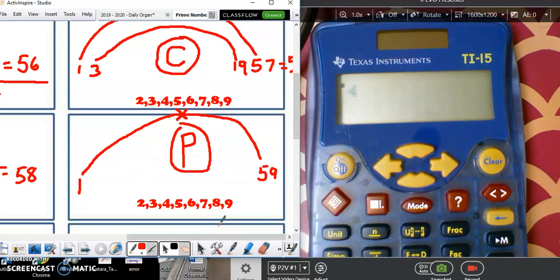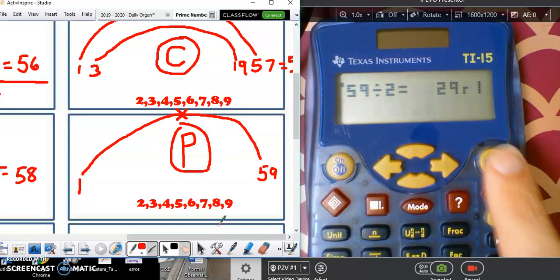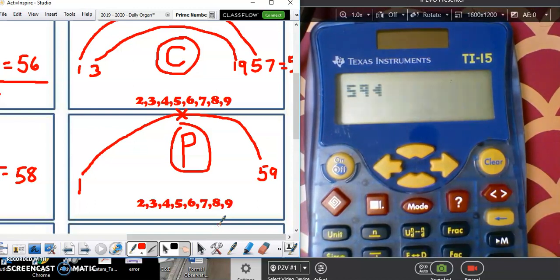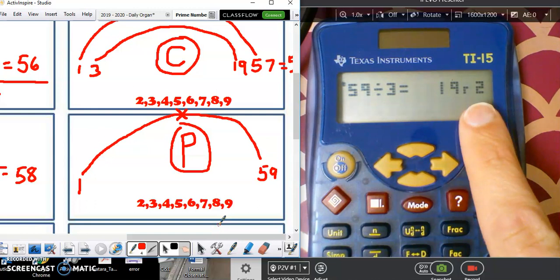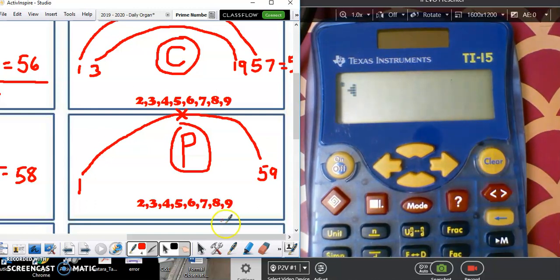I can also check because if I take 59 and I divide it by 2, I do not get an exact whole number, meaning I'm left with a remainder. If I take 59 and I divide it by 3, I do not get an exact whole number. The same can be said when I check for the divisibility of 4, 5, 6, 7, 8, and 9. You're going to be left with a remainder, which means 59 is a prime number. It's the first prime number between the numbers we were looking at.